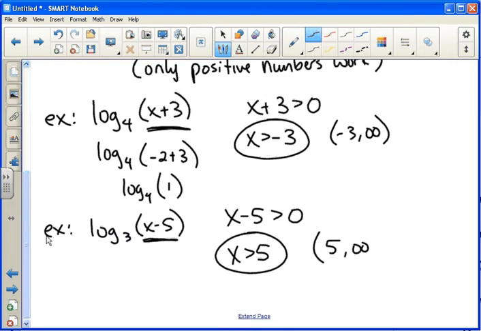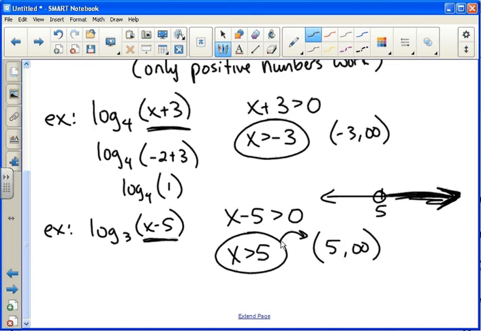If you're having trouble seeing how I'm converting from here to here, just think about a number line. We know our point of divide is at 5, and that we can use all numbers greater than 5. So I would put an open circle here and do everything greater than 5. What I'm highlighting is everything bigger than 5, so that would be 5 all the way up to infinity.